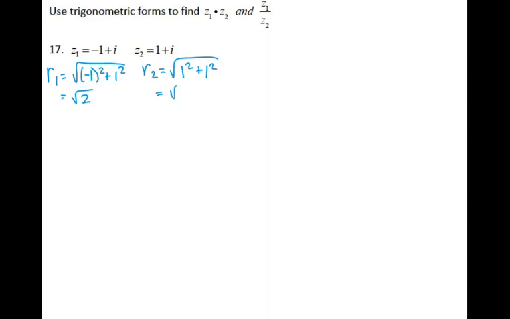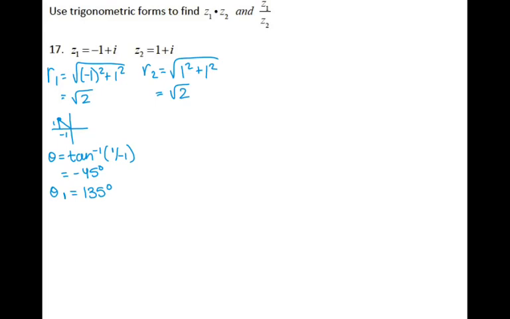Let's see, 1 plus 1 is 2, so square root of 2. Alright, now let's find theta. Oh, gotta graph it first. So negative 1, positive 1, that puts me over here. Negative 1, 1. Good old inverse tangent. That should give you negative 45 degrees. And of course we want our angle in standard position, so that is going to be 135 degrees.